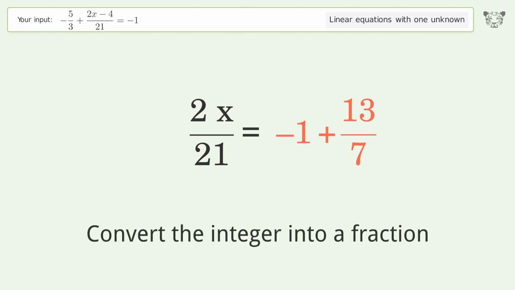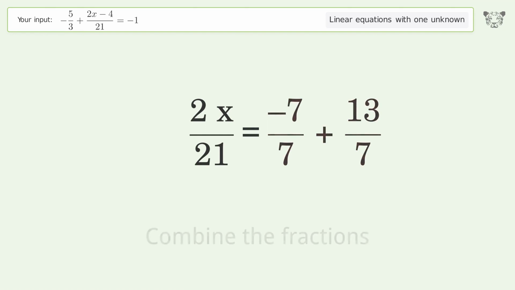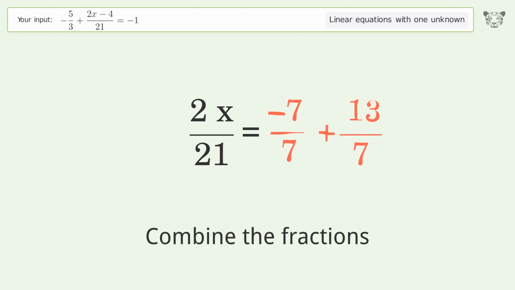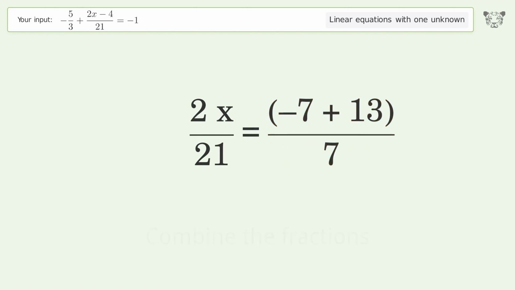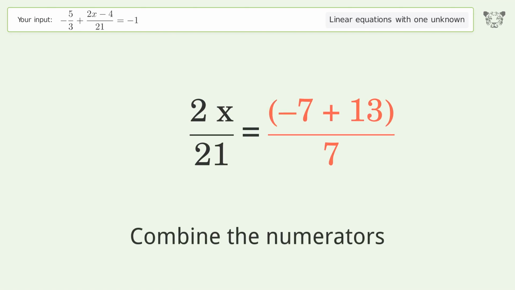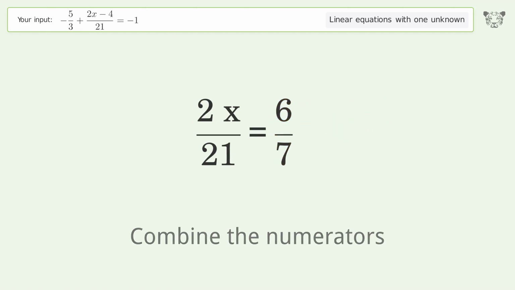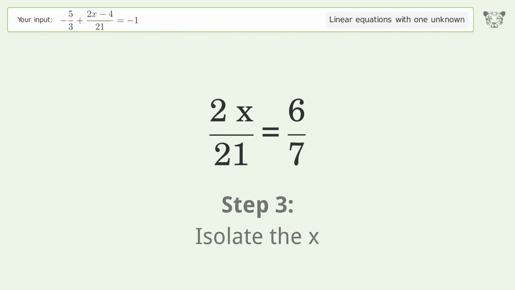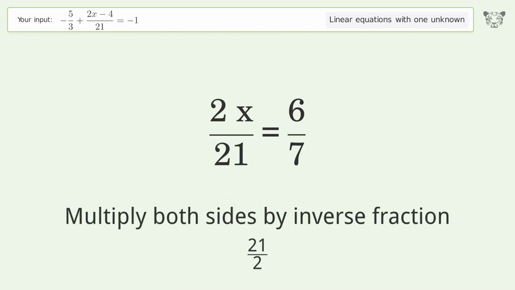Convert the integer into a fraction. Combine the fractions. Combine the numerators. Isolate the x. Multiply both sides by inverse fraction 21/2.